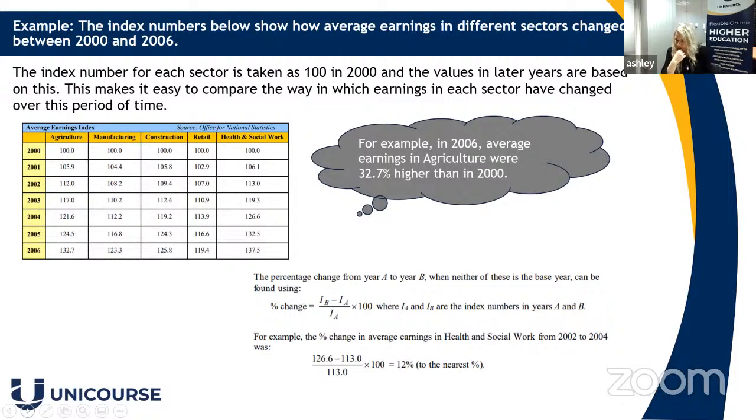So for an example, in 2006, average earnings in agriculture were 32.7% higher than in 2000. So you can break it down a little bit and you can compare, and add and subtract to be able to find a percentage value comparing each. Now, you can also look at the percentage change from year. So you can look at year, say A to B, and there's an equation that can be used for that where you can break it down even further.